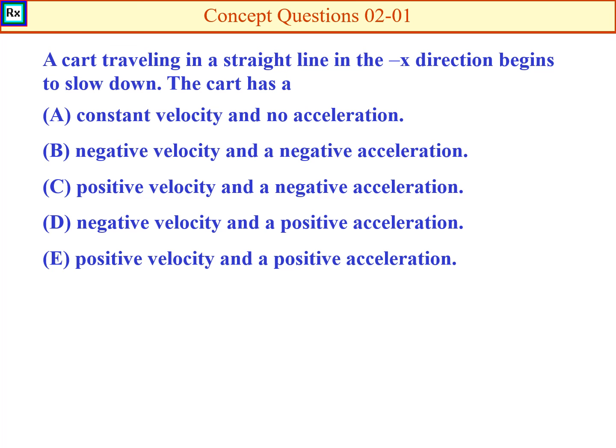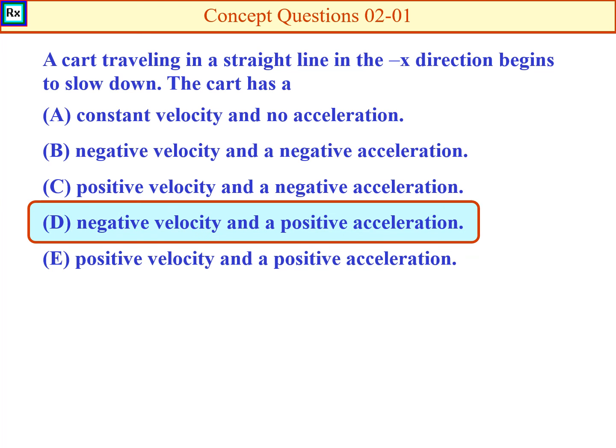This question says a cart traveling in a straight line in the negative x direction begins to slow down. The cart has a what? It's going to have a negative velocity and a positive acceleration, because if it's moving in the negative direction, that means it has a negative velocity. But if it's slowing down, the acceleration has to be in the opposite direction, which makes it positive.